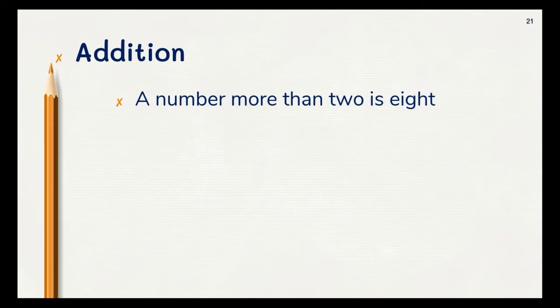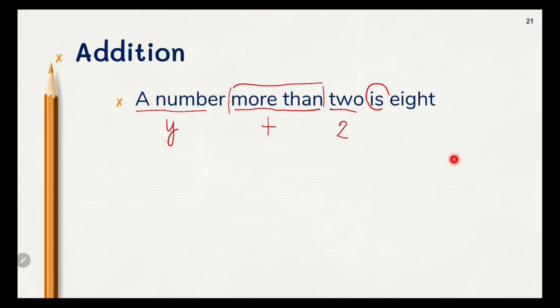Second example. A number more than 2 is 8. Another number. So let's say, assume it to be y. More than, so this would indicate plus. Then we have this, so that would mean 2. The linking verb is equals. Have the 8.